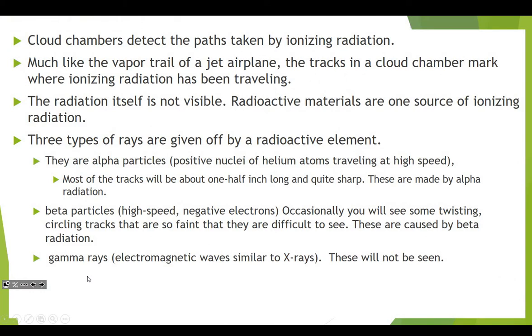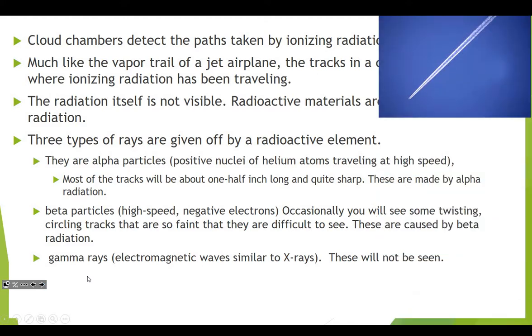The cloud chambers detect the paths taken by the ionizing radiation. It sort of looks like, if you ever look up at the sky in the summer or even sometimes in the winter, and you can see a jet path but can't really see the jet. Have you ever done that? So you can actually see that pathway that it's been on. That's what we're going to be seeing. We're not going to be seeing the jet at the very end, but we're going to see the path it took.